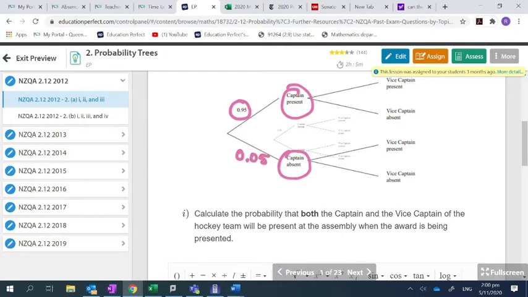Just subtract it from 1, 0.05. Be careful. Use your calculator. Just do 1 minus the decimal because you don't want to get it in the wrong spot. Okay? Then the next thing is about the vice captain.